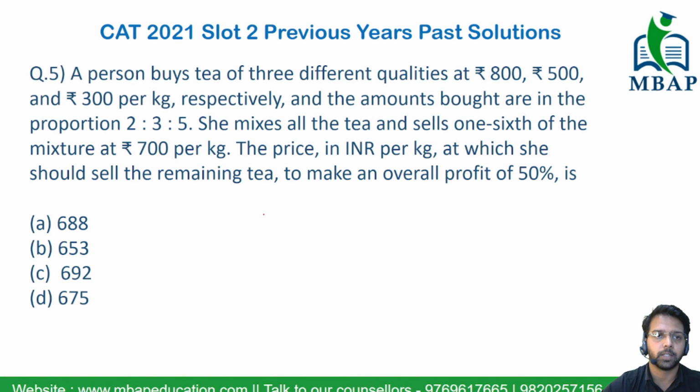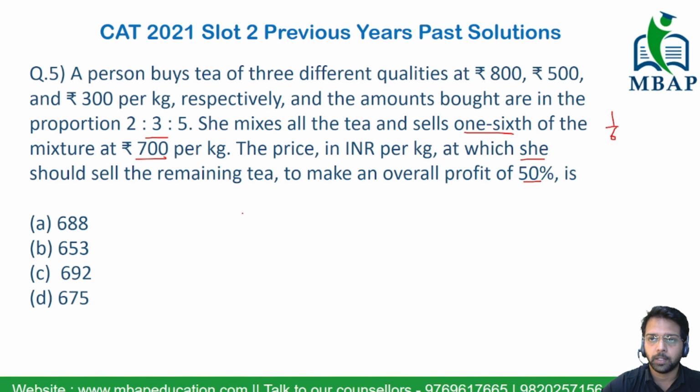The next question says, a person buys tea of 3 different qualities at 800, 500 and 300 rupees per kg respectively, and the amounts bought are in the ratio of 2:3:5. She mixes all 3 teas and sells 1/6 of the mixture at 700 rupees per kg. The price in INR per kg at which she should sell the remaining 5/6 of the total, to make an overall profit of 50%.